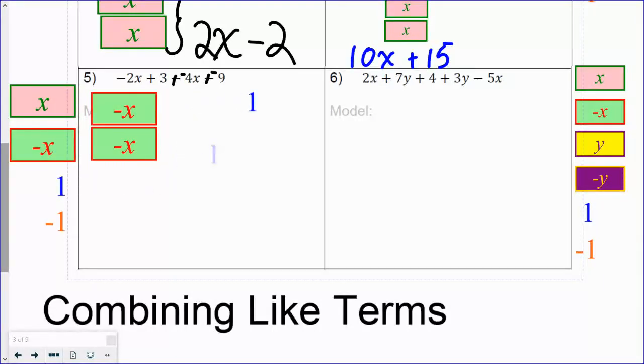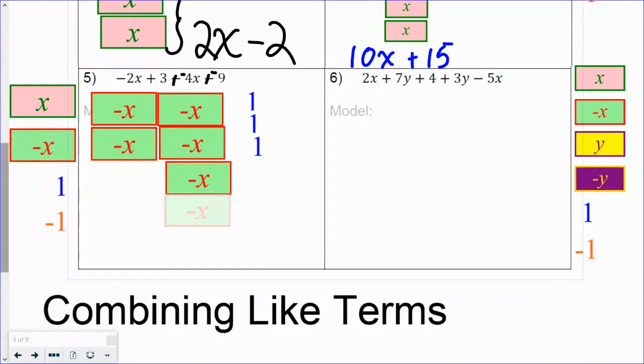Ones, I got 3 ones. Then plus 4 negative x's. Right? I can't cancel anything, so I'm just going to put them side by side. And then it says negative 9, so 9 of these negative ones come through. So do you think we're going to have any 0 pairs when we finish this all up?